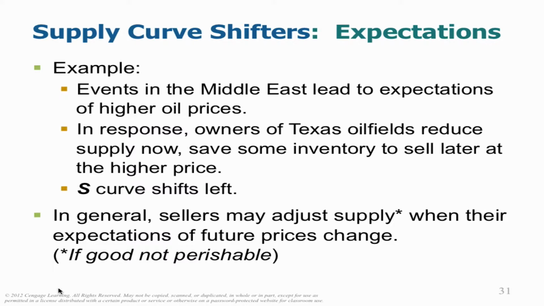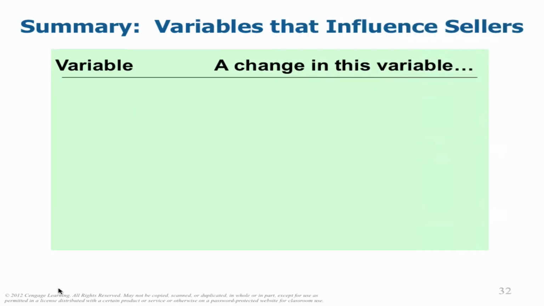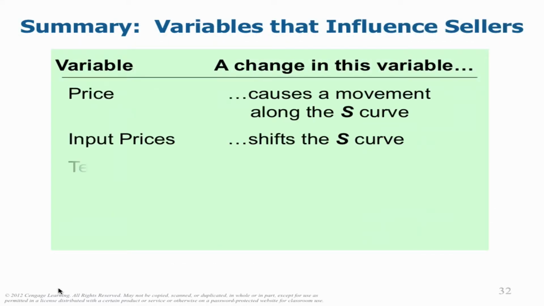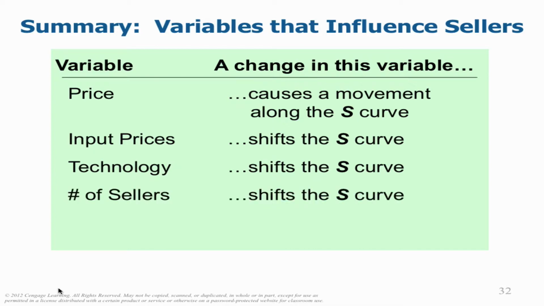True. Okay. So, all of our supply determinants. We know price isn't an actual determinant, right? But we know that a change in input prices, change in technology, change in the number of sellers in the market, and change in producer expectations are all supply determinants. Yay! There's fewer things to memorize for supply than there are for demand. Who's relieved?